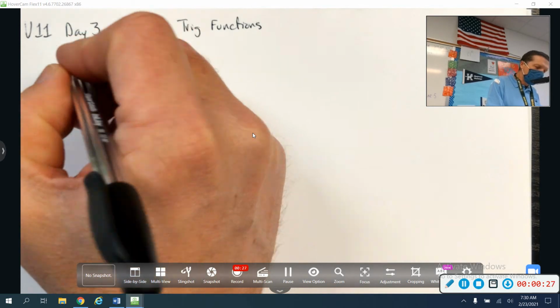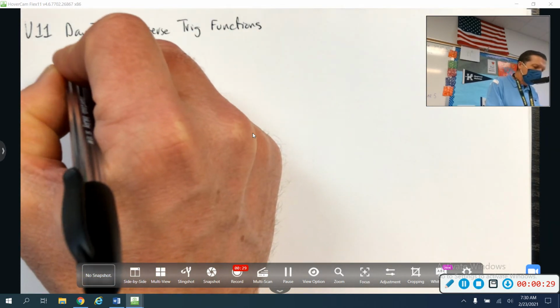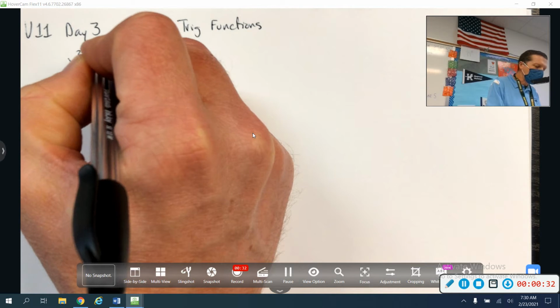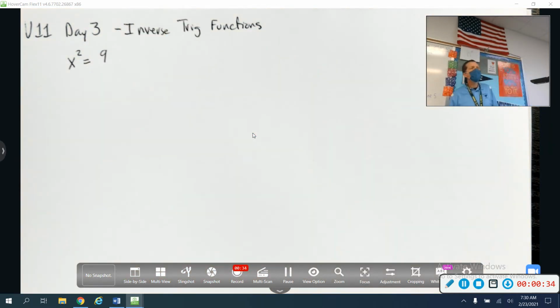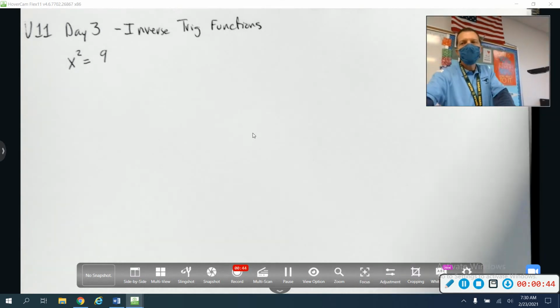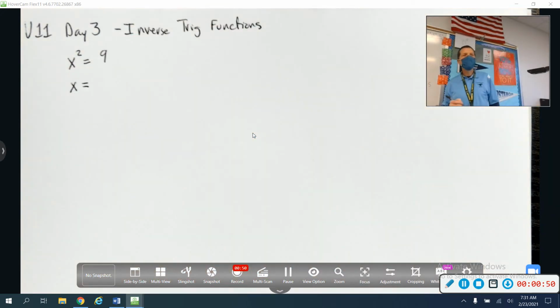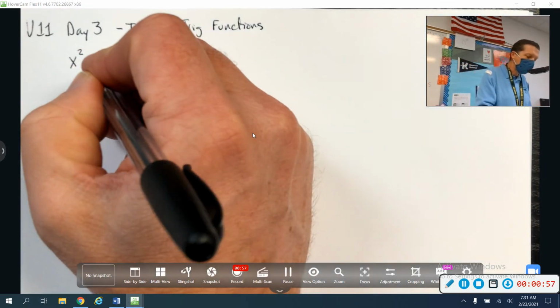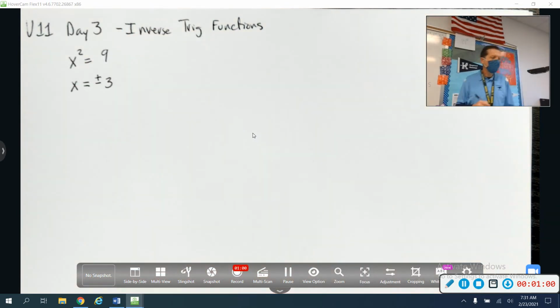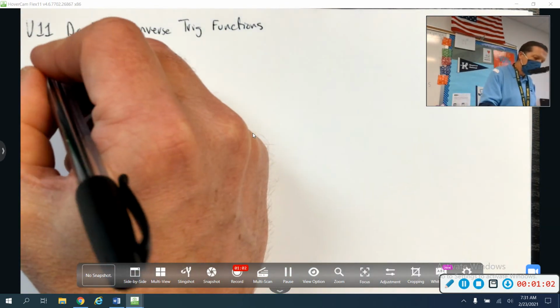Well, let's back up a second and look at something that I think we're a little bit more familiar with. If x squared equals 9, so this is not trig at all, but this is very much related to inverses. If x squared equals 9, then what does x equal? Everyone's hesitant. Okay, 3, yes, but also negative 3. So remember, we got to be careful. X could be plus or minus 3. Let's say that's problem number 1.